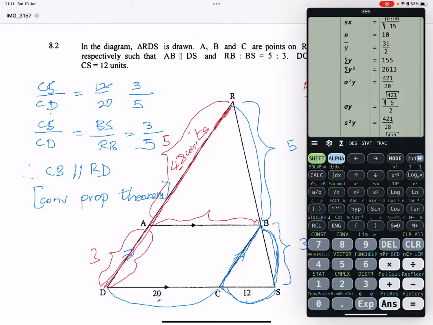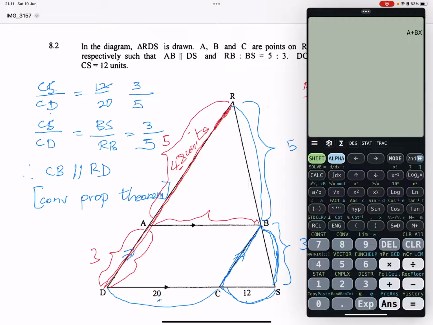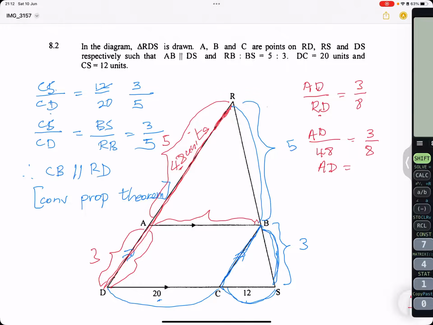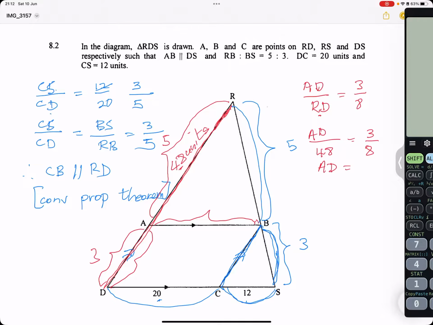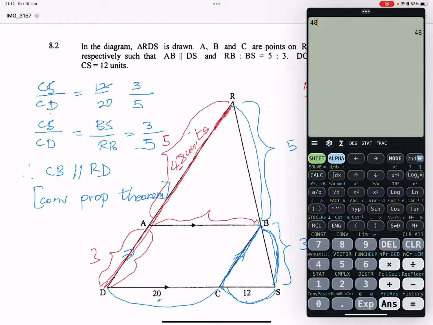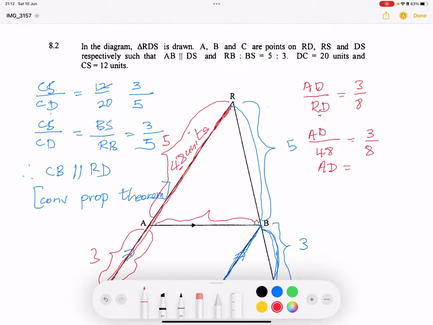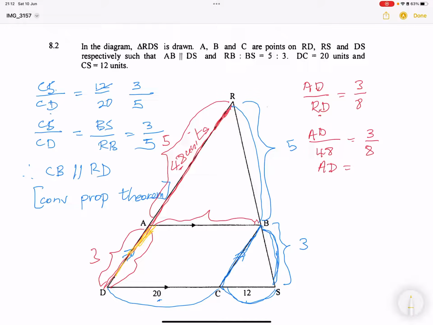So I am just simply going to do this. I'm going to say 48 multiplied by 3 over 8, right? So that's 48 multiplied by 3 over 8, and that gives us 18 units. So that means the length, let me just use a different color. So the length of AD, that yellow portion there, is 18 units.